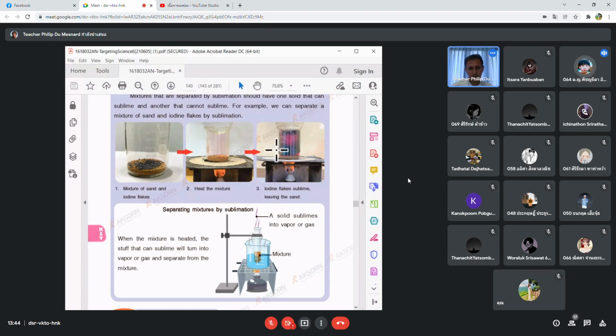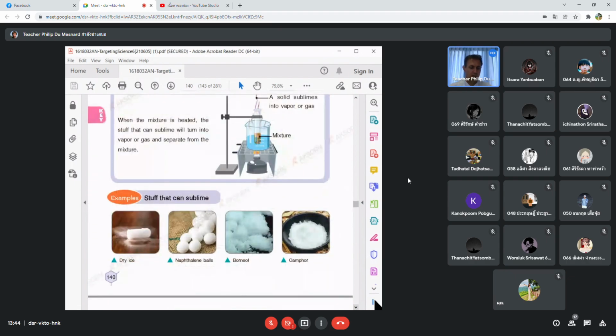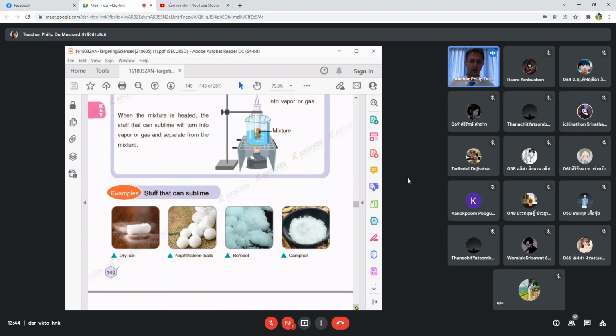What's the color? Purple, teacher. That's it. So if you see something purple, you know it's iodine. And yes, iodine can sublime, which means if you make it hot, it's going to be a gas. Okay, so this page is important. This page 140. So 140, you can make the star also. It's very important.